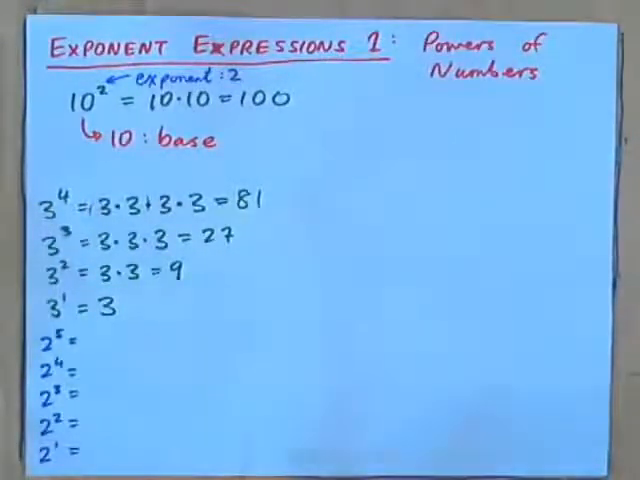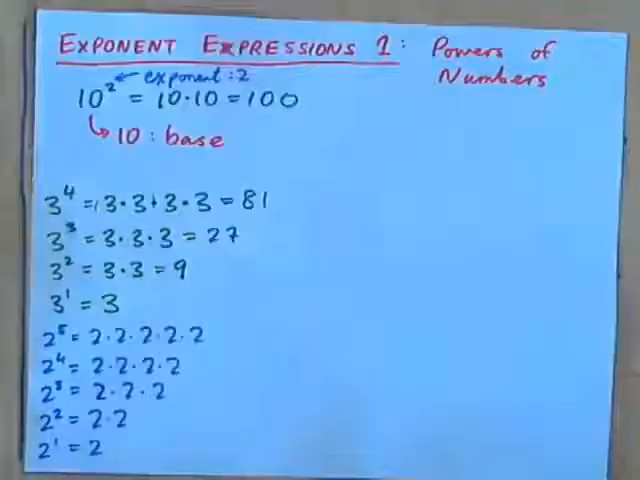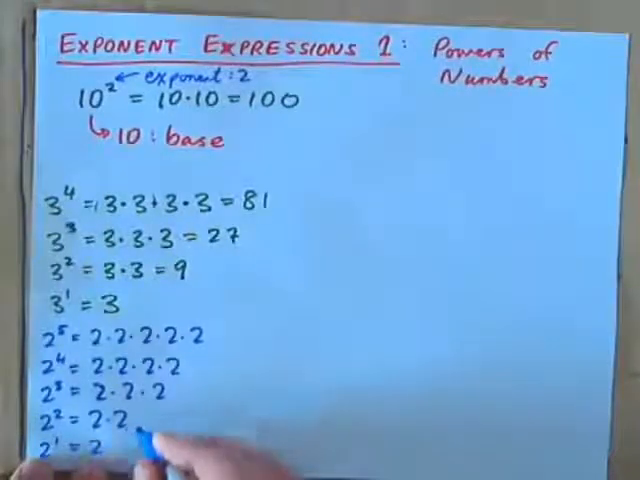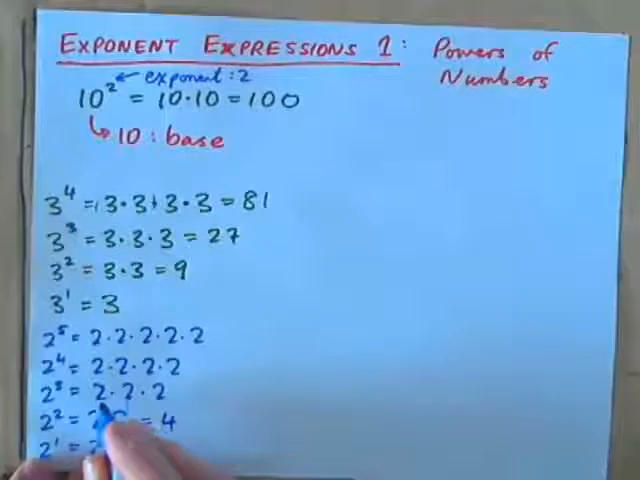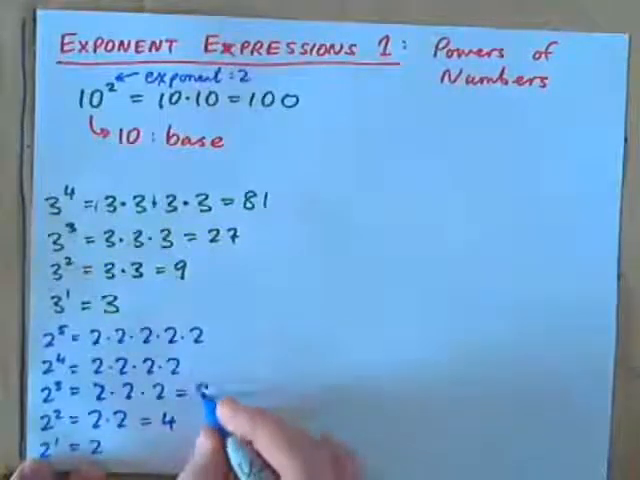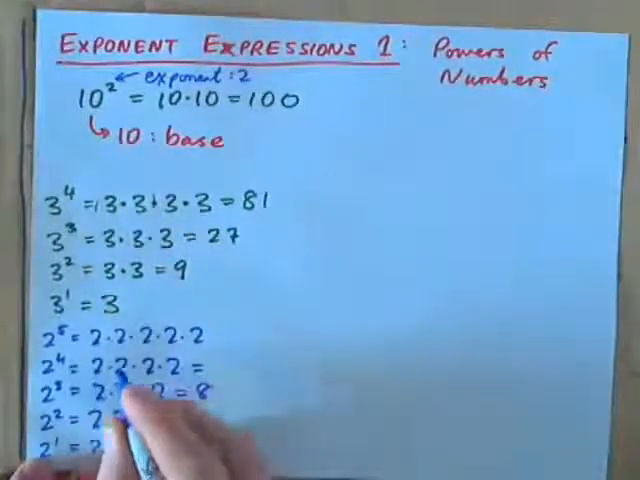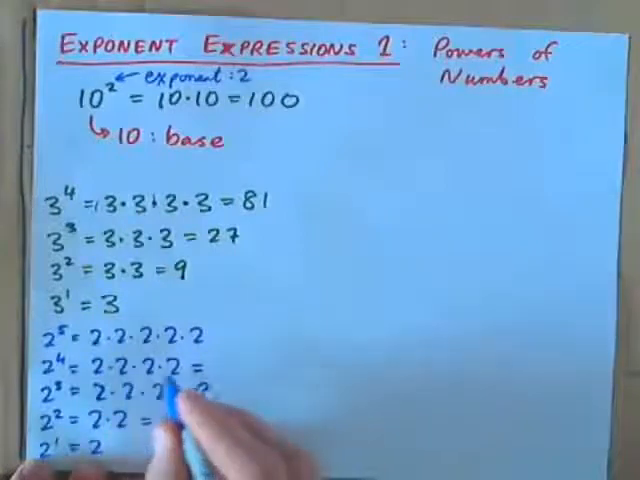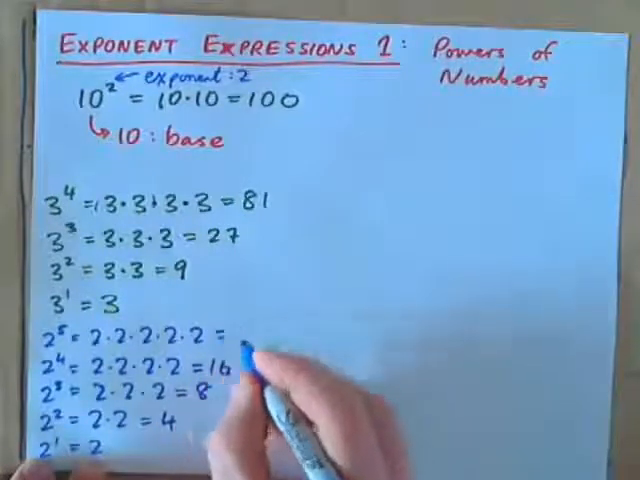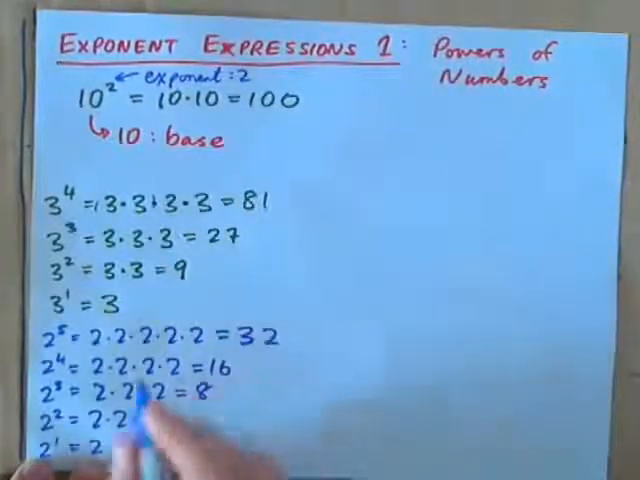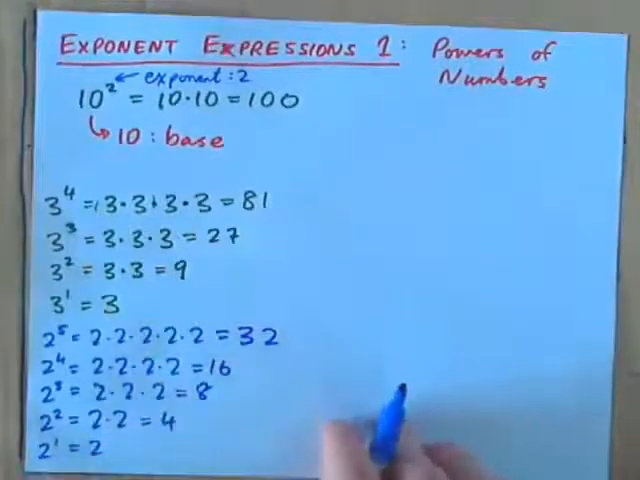So just press pause and write down the answer to that. So you should have got 2 to the power of 1 is 2. 2 squared is 2 times 2, that's 4. 2 cubed is 1, 2, 3, 2's multiplied, which is 8. 2 to the power of 4 is 2 times 2 times 2 times 2. That's 4 times 2 is 8 times 2 is 16. And 2 to the power of 5, you should have got 32. 5 2's are being multiplied, okay?